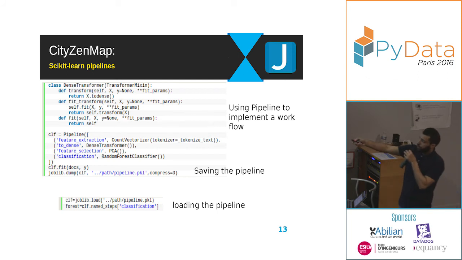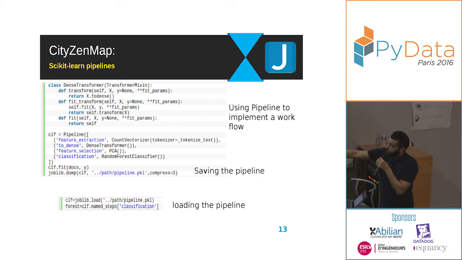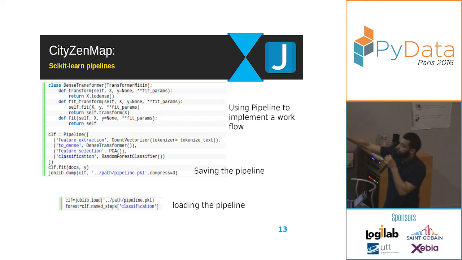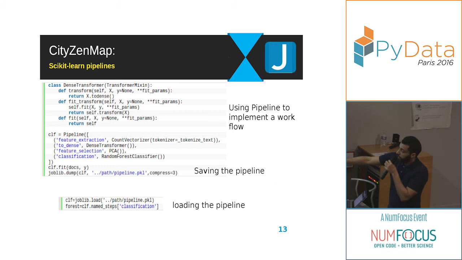What is really good with the pipeline is that by using joblib and dumping the pipeline, we are saving all these models, all these objects. So for example, if I want to use this count vectorizer in another project, I just load the file, and using named steps, I can load one of these steps to use in another project.